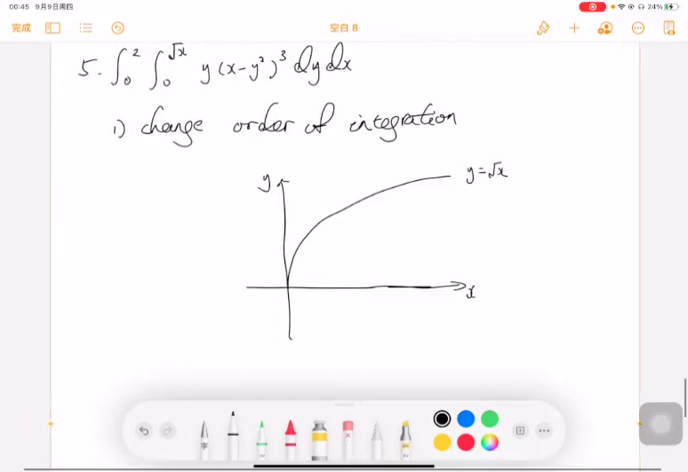So it goes from y equals 0, the x-axis, up to y equals square root of x. And x is between 0 and 2, so let's call this 2. Then this shaded region is your R.